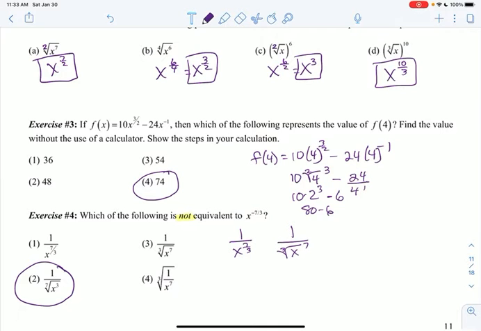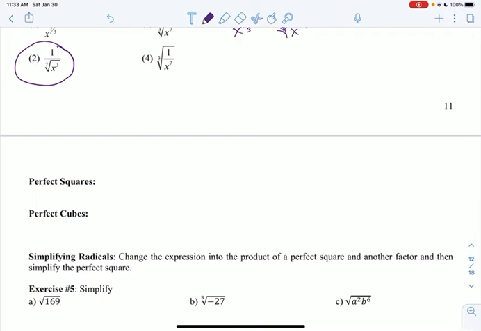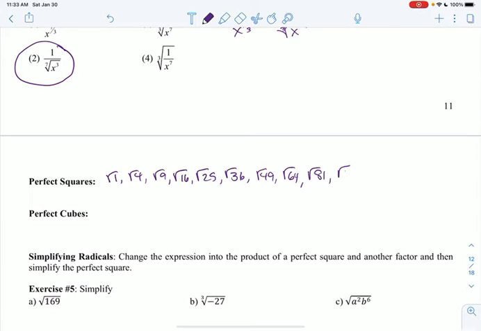All right, so let's talk about simplifying exponents on the next page, and that's going to be it for today. So we have to go over our perfect squares. Our perfect squares are square root of 1, square root of 4, square root of 9, square root of 16, square root of 25, square root of 36, square root of 49, square root of 64, square root of 81, and square root of 100. How do I get these? I just did 2 times 2 is 4, 3 times 3 is 9, 4 times 4 is 16, and so on.